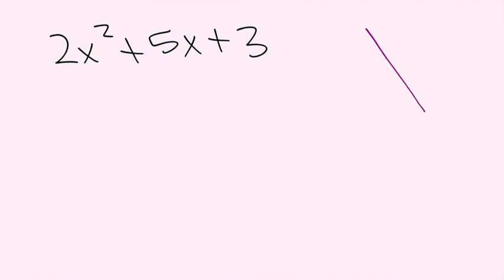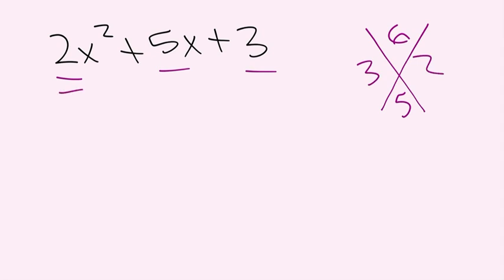So let's start off with 2x squared plus 5x plus 3. First, we're going to draw the x. Then we're going to multiply the 2 and the 3, and we're going to get 6. And then we're going to bring down the 5. Then we're going to get two numbers that multiply to 6 and add up to 5, which will be 3 and 2. Then what I have to do is divide by 2.